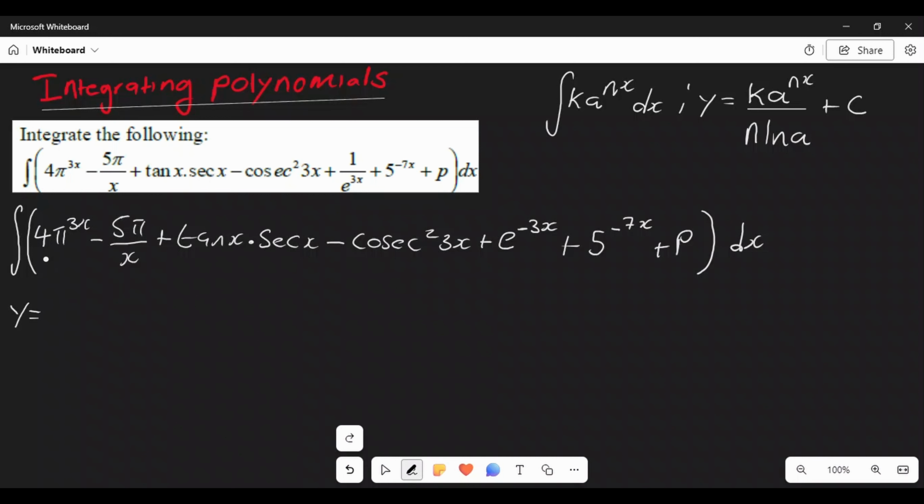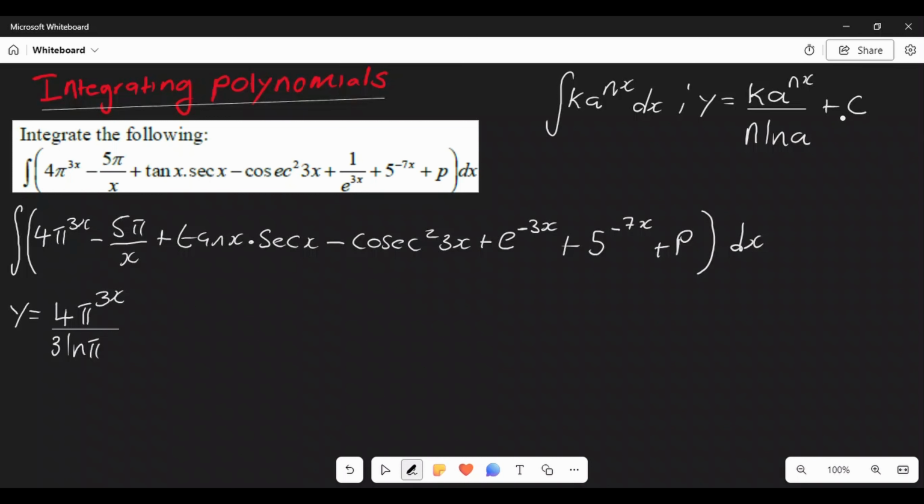Right, so it's time for us to apply this rule. So 4 in this case is k, so we're just gonna write 4, and then the base here is pi. So you're gonna rewrite this as it is, but then you're gonna divide by the coefficient of x, which in this case is 3, natural log, then our base. Now in this case our base is pi. So we are done integrating this one.